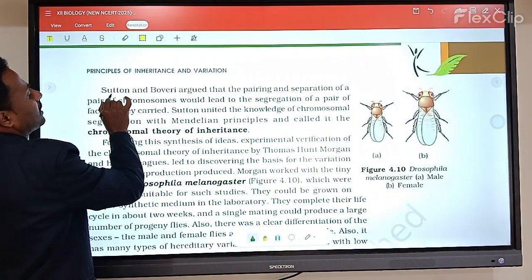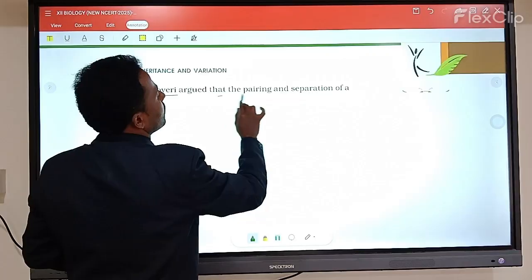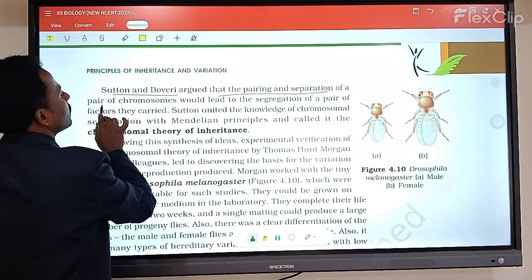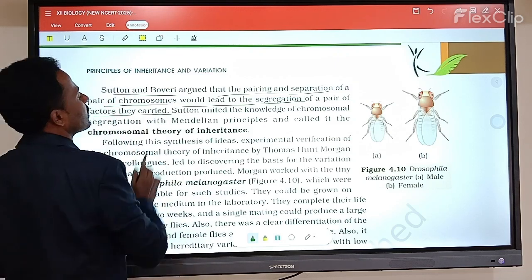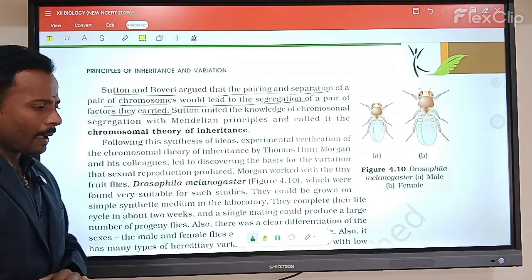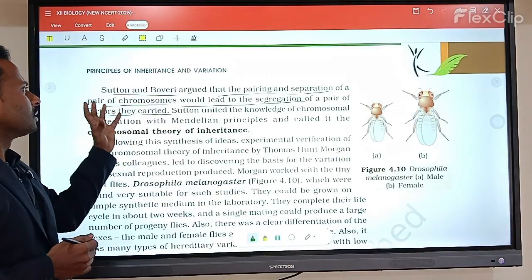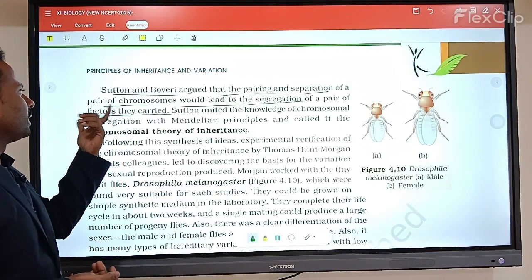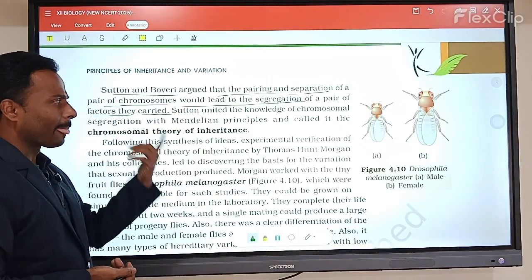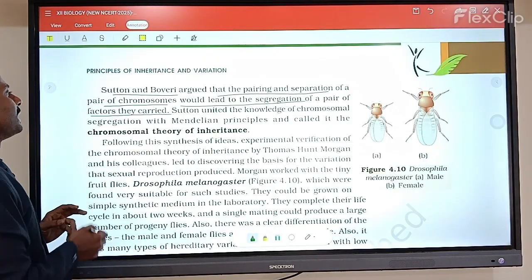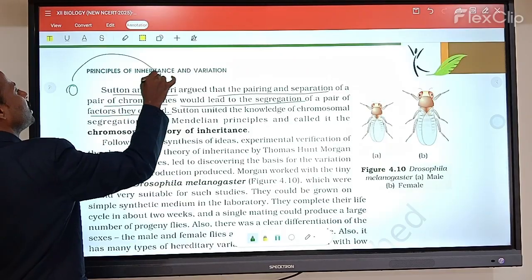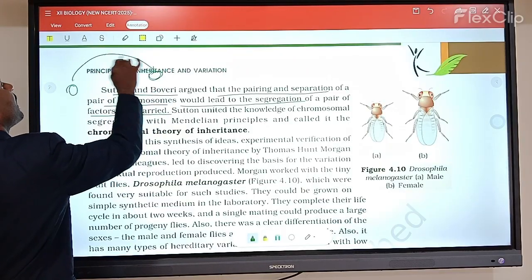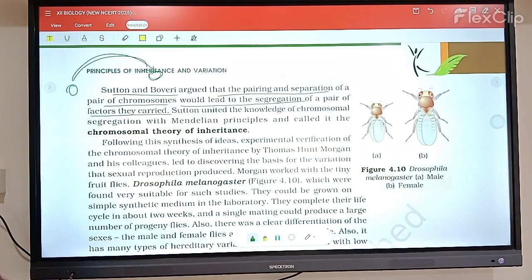Now, Sutton and Boveri argued that the pairing and separation of the chromosomes lead to the segregation of the pairs of factors. The scientists Sutton and Boveri argued that the chromosomes segregate as pairs, carrying some factors. How does the information get carried from one gene to another? They have some carriers.